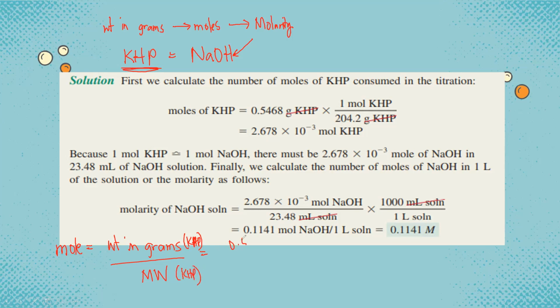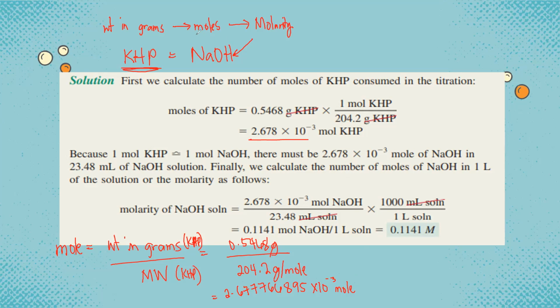So, ang given, 0.5468 grams divided by the molecular weight. I think binigay ko siya kanina. It's 204.2 grams per mole. Let's cancel the grams. We will get here 0.5468 divided by 204.2 is 2.677766895 times 10 raised to the power of negative 3 moles. So, na-shortcut lang yung dito sa ating example.